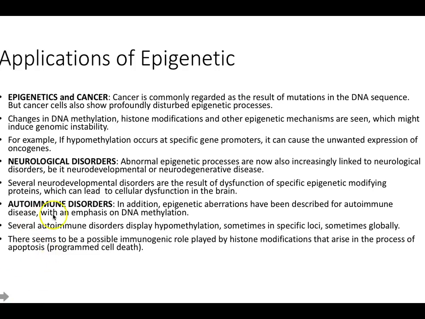Okay, so autoimmune disorders, that would be from rheumatoid arthritis to lupus to diabetes type 1. So this is when the immune system turns on you and starts attacking certain parts of your body. And epigenetic aberrations now have been discovered. It's almost as though we needed to know that it existed. Epigenetics is a real thing. And then we were able to fish for those disorders.